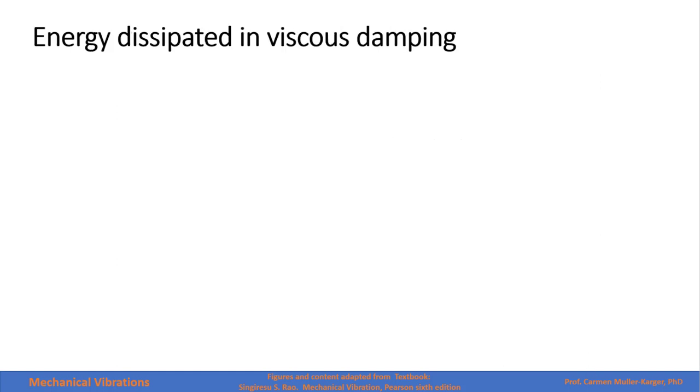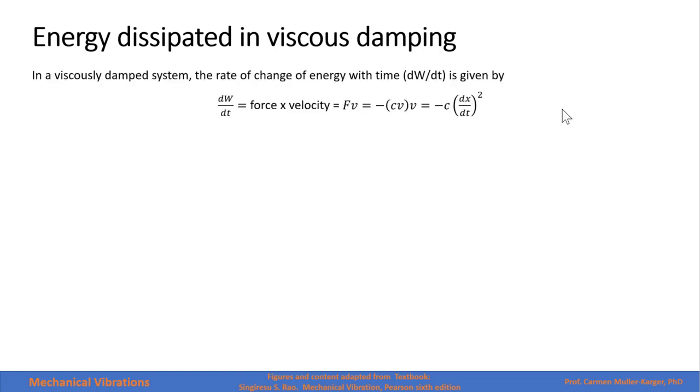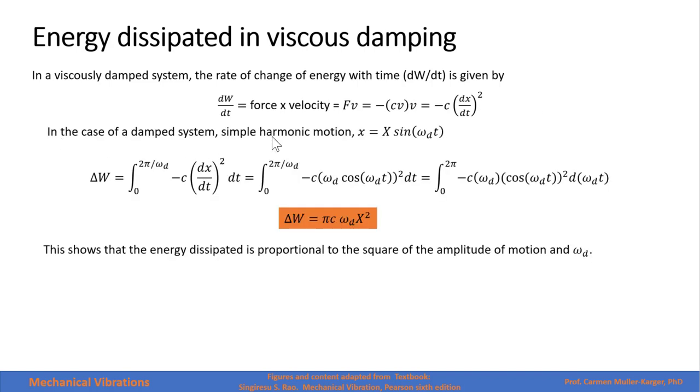Let's calculate the energy dissipated in a viscous damping system. The rate of change of energy with time is given by the force times the velocity, but the force is the damping coefficient times the velocity, so we have the derivative of the displacement squared. Let's assume that we have a simple harmonic motion to calculate the value for the energy dissipated. So we derive this expression to put it here, because this is the derivative of the displacement with respect to time. This is the displacement, so we substitute it right here.